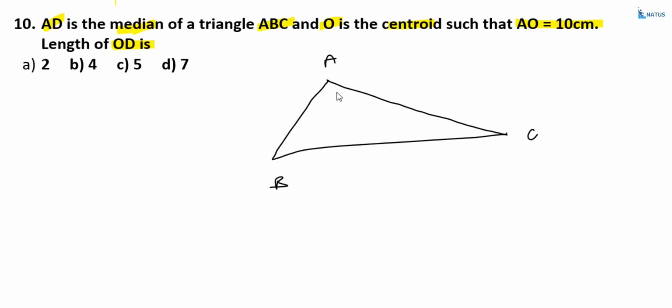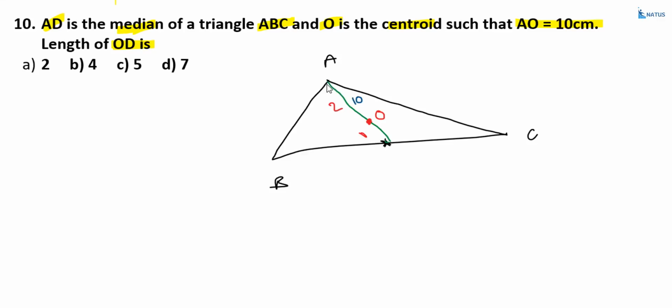What is a median? If any line passes through one vertex and the midpoint of the opposite side, this is called a median. This centroid is on the median, and the centroid divides the median in the ratio 2 is to 1 from the vertex. Suppose this is O, and AO is equal to 10 centimeters.